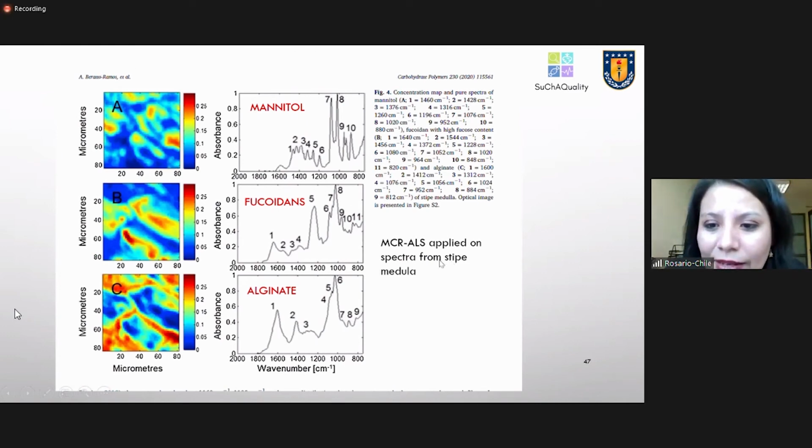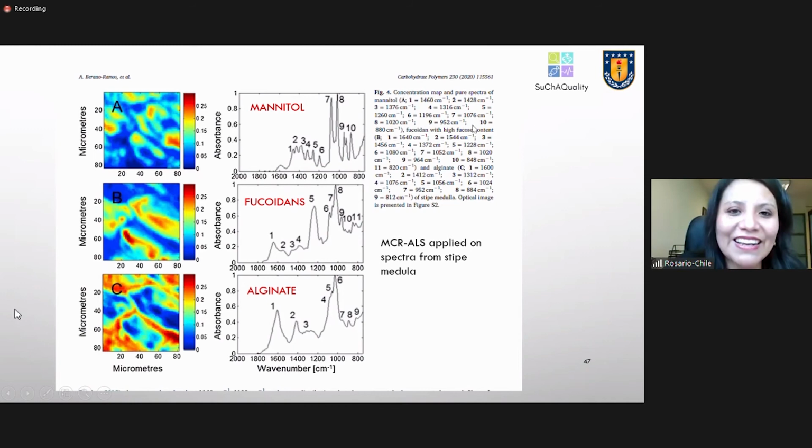This is the stipe medulla of algae, and I have here the spectra and the number of the bands, and then I will analyze these bands and which compound has this band. A lot of compounds have the same bands, but the chemical profile in mid-infrared under 2000 wavenumber, it's the fingerprint region of the mid-infrared spectra, so I can assign the identity of the compound.